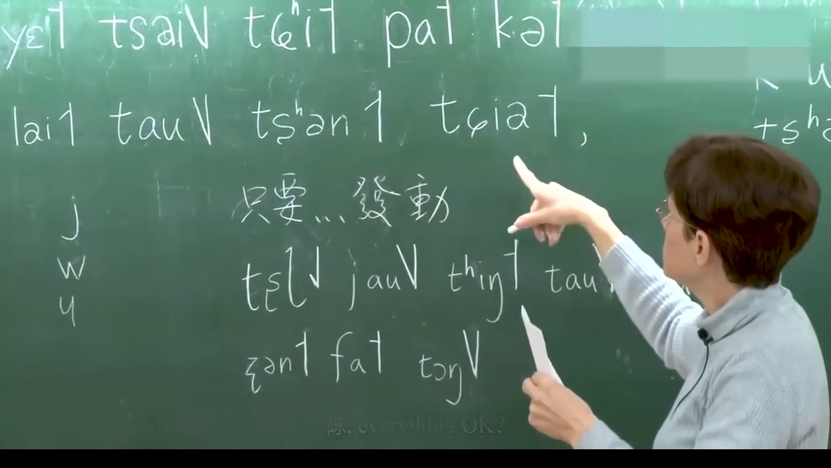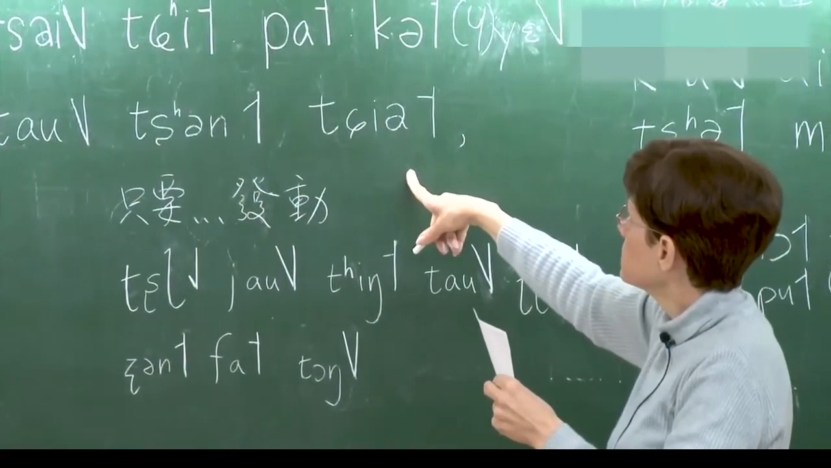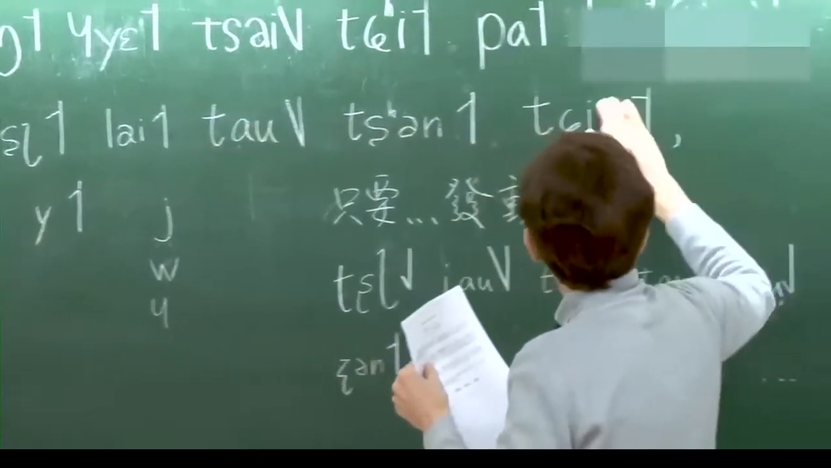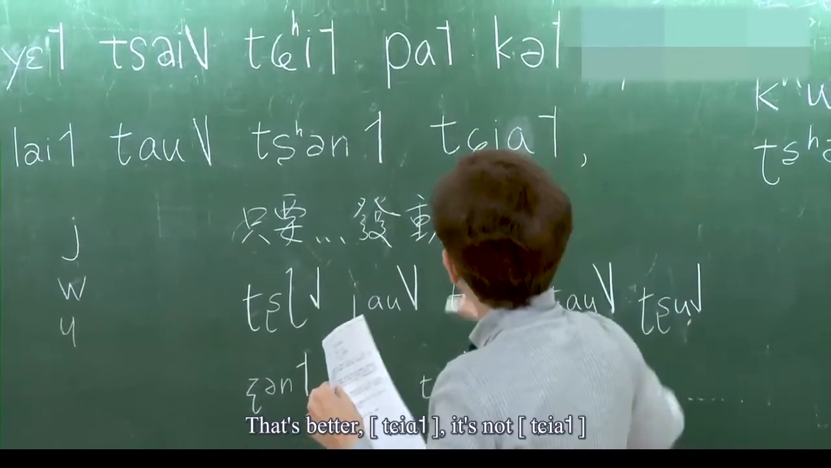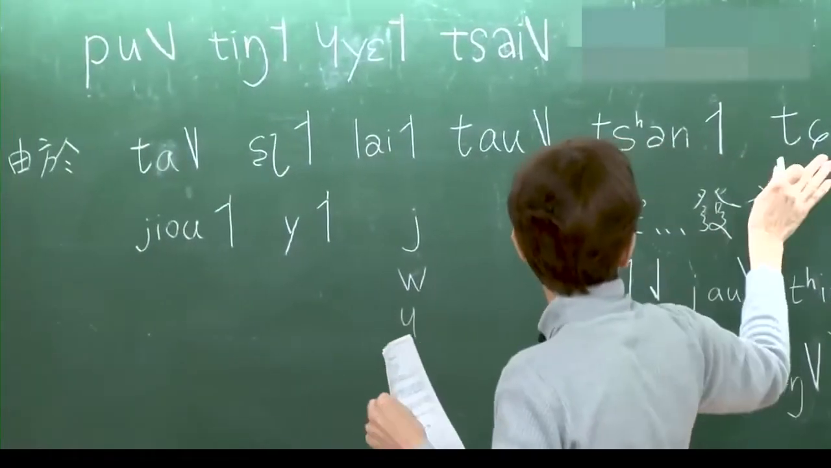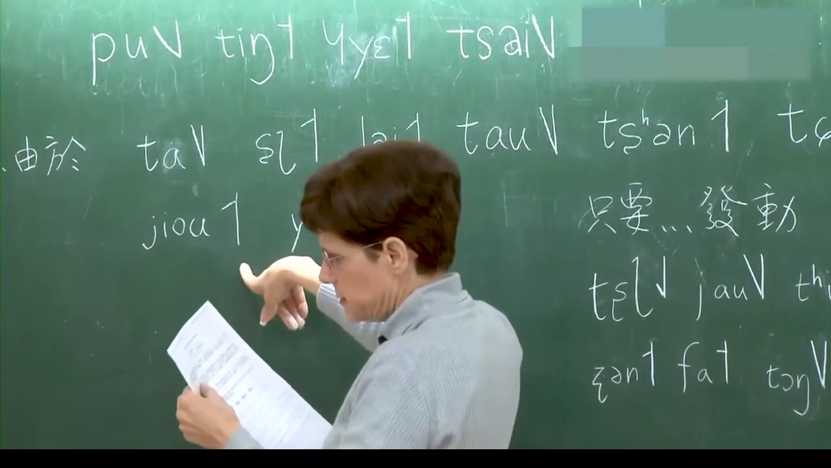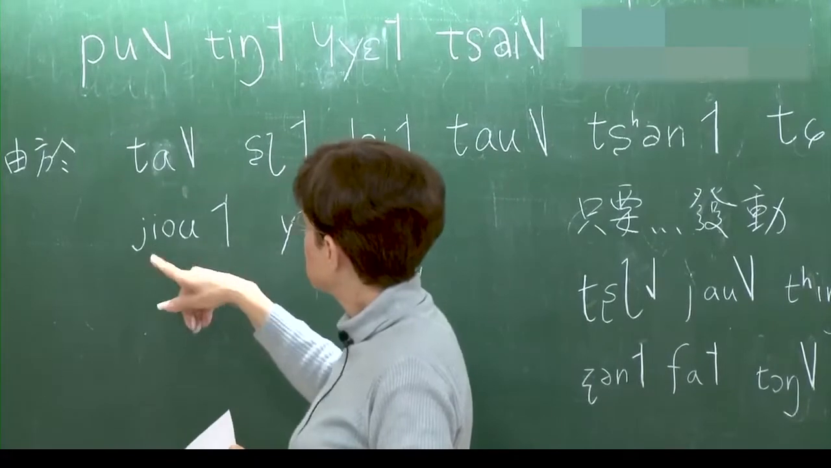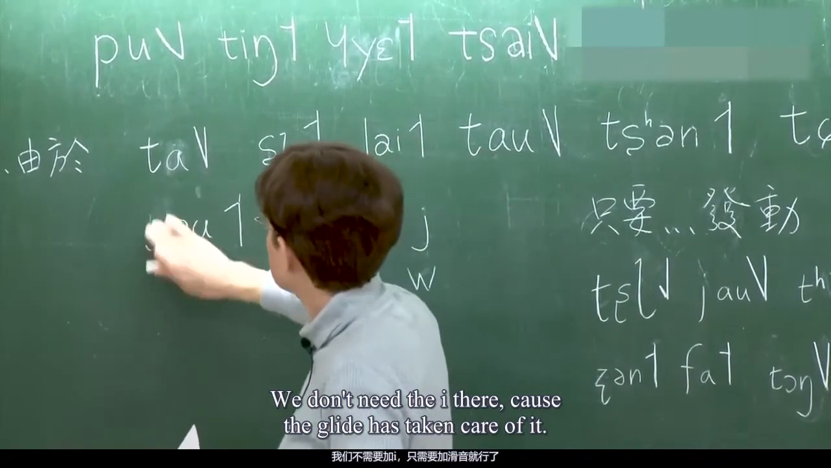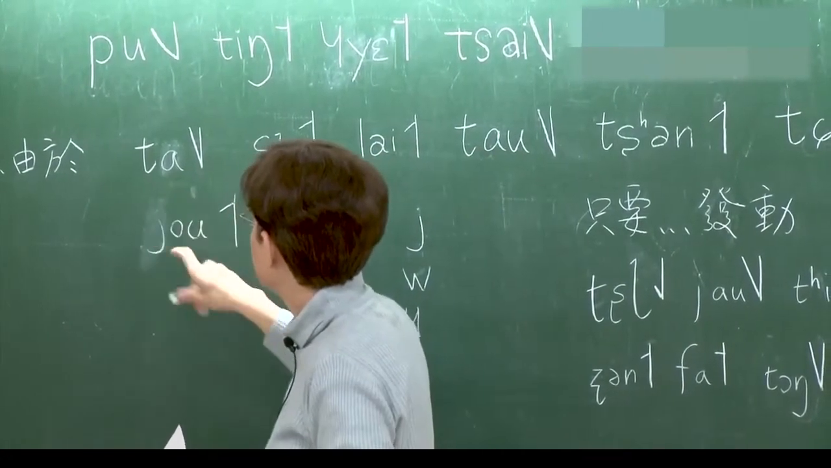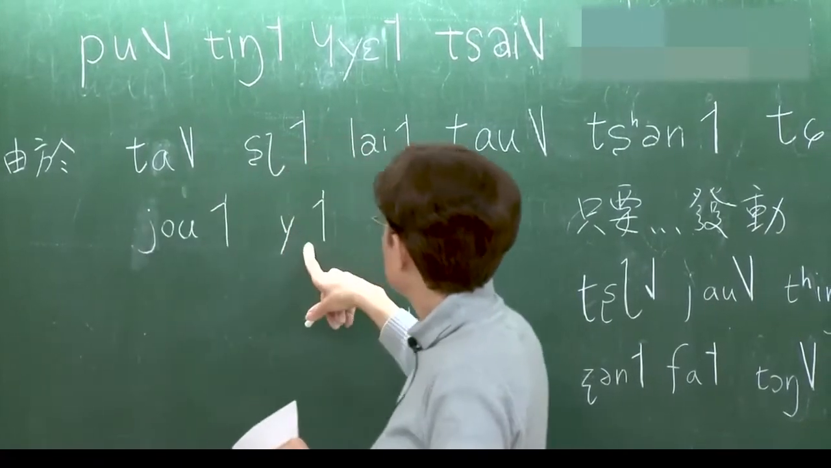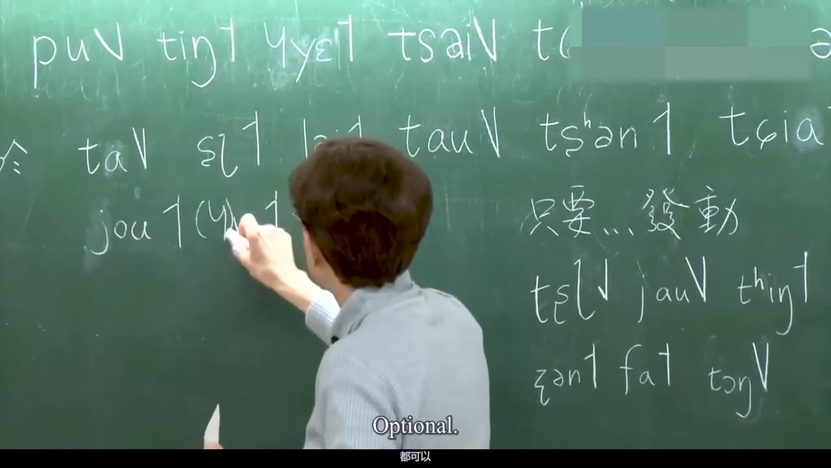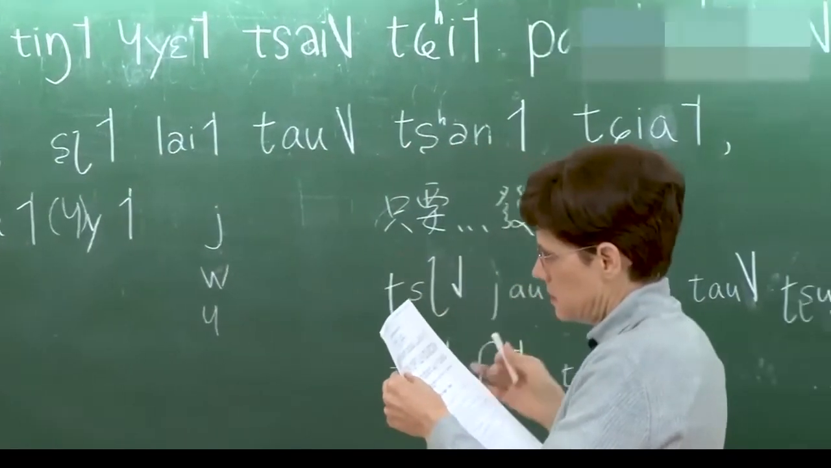Everything okay? That's better. It's not so far forward. You're right, there's no N there. What else? We don't need the I there because the glide has taken care of it. You can write it this way too. If you have a glide, then it's optional.